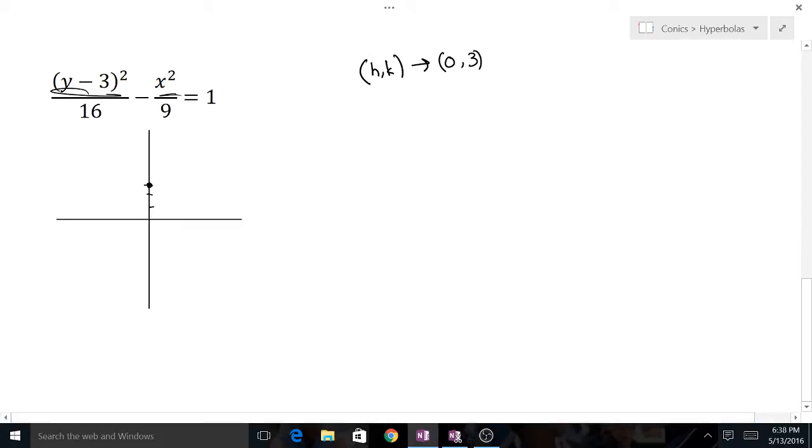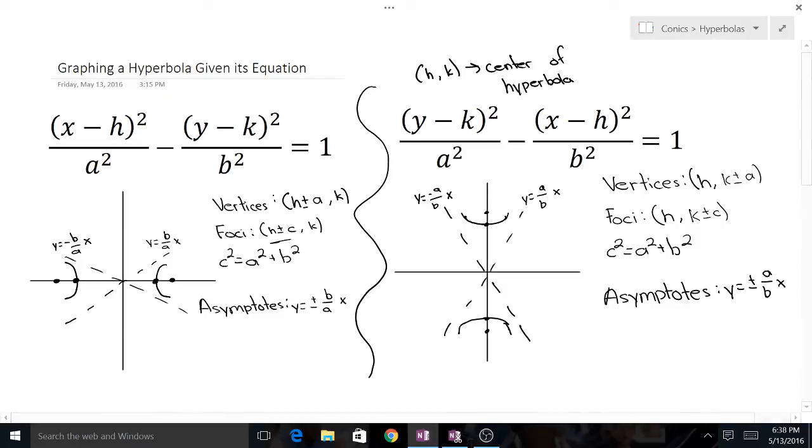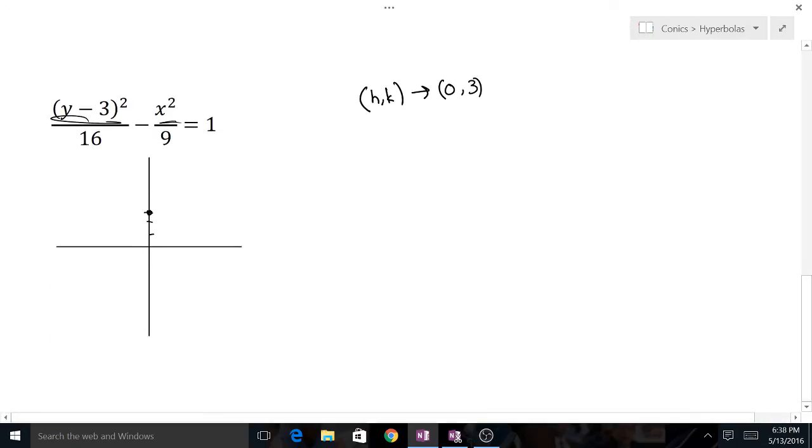And now I notice that y squared is first, so I know it's going to be going up and down. I just like to know that before I start really graphing it out, so I can understand that I'm going to be working with these formulas this time, not the other ones. So we're going to have the vertices at h, and then k plus or minus a, because x is going to stay at 0, and we're just going to be working up and down. And a squared equals 16, and we know the square root of 16 is 4, so a equals 4.